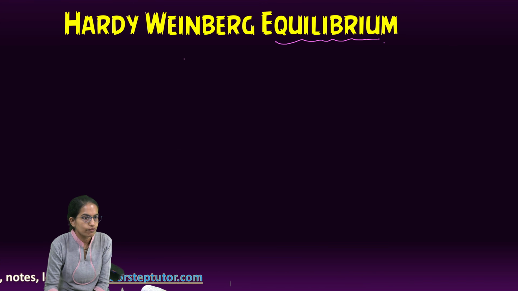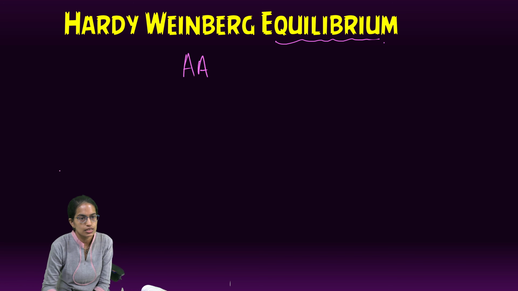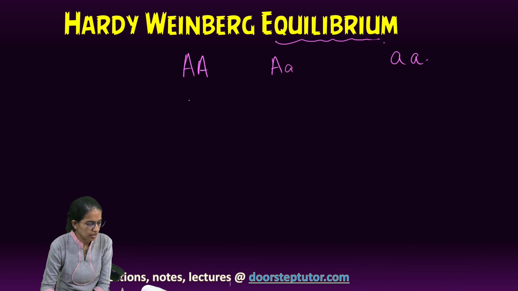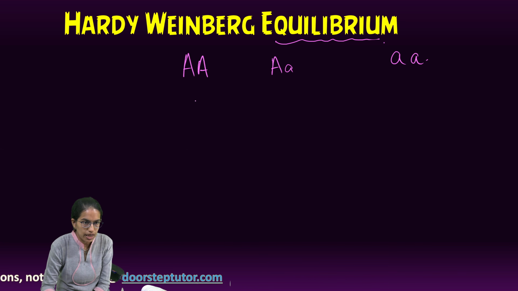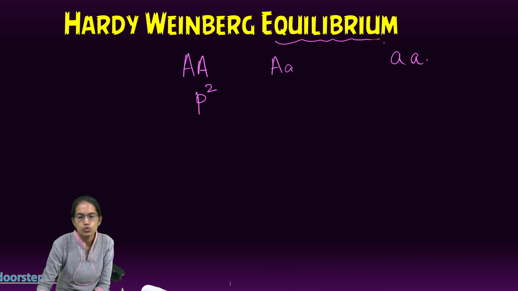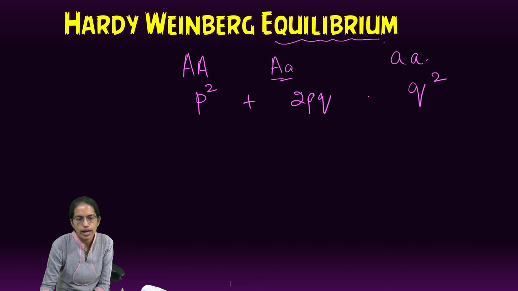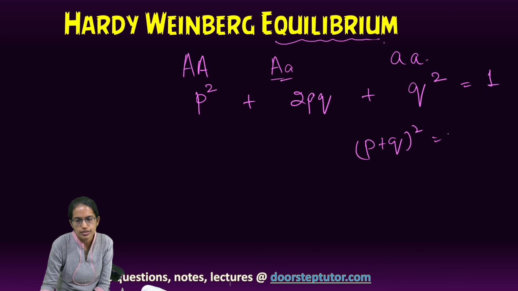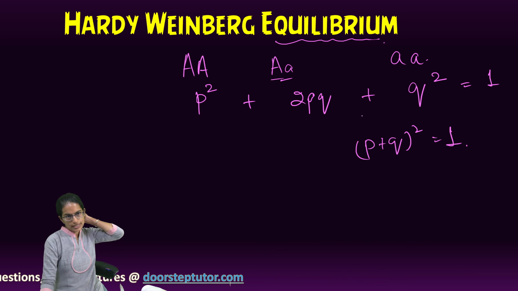So what was the Hardy-Weinberg concept? From the initial alleles, if from one parent there is A and from the other there is a, the composition would be capital A and small a. Let's say the frequency of A is p and of a is q. So AA would be p square, aa would be q square, and Aa would be 2pq. So p square plus 2pq plus q square is equal to 1, or (p plus q) whole square is equal to 1. That was the formula that Hardy-Weinberg gave.